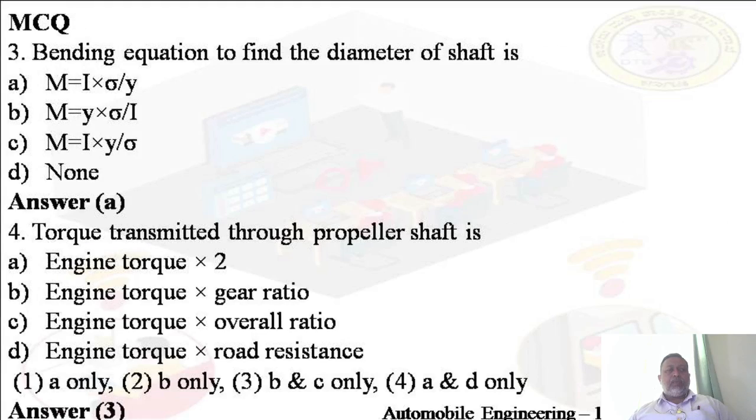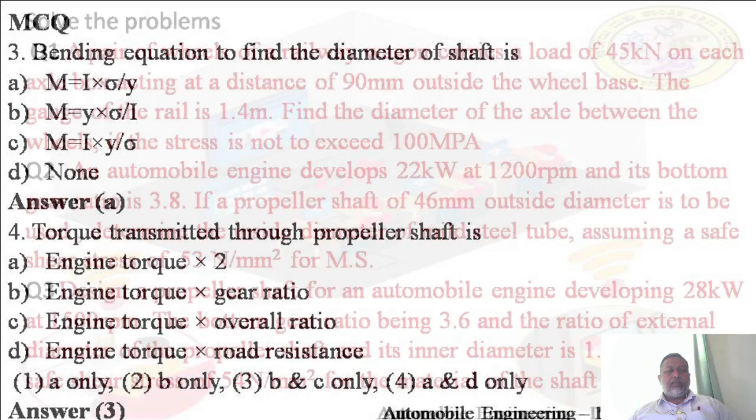Bending equation to find the diameter of the shaft is given by M is equal to I into sigma by Y. Torque transmitted through the propeller shaft is given by B and C only, that is engine torque into gear ratio and engine torque into overall ratio.